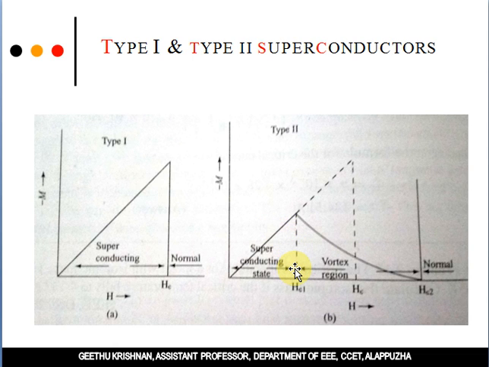And the next one is they are also called soft superconductors. Type 1 superconductors are also called soft superconductors, and type 2 superconductors are called hard superconductors. Examples for type 1 superconductors are lead, tin, mercury, etc. Examples for type 2 superconductors are NbSn. NbSn means niobium and tin combination, so an alloy of niobium and tin.